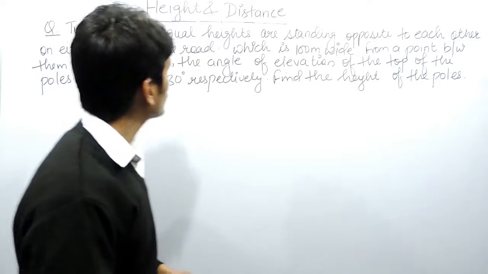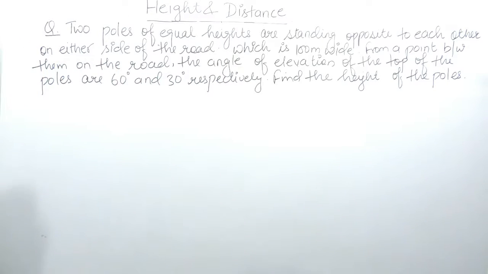In this question of height and distance, it is given that two poles of equal heights are standing opposite to each other on either side of the road, which is 100 meter wide. From a point between them on the road, the angle of elevation of the top of the poles are 60 degrees and 30 degrees respectively. You have to find the height of the poles.